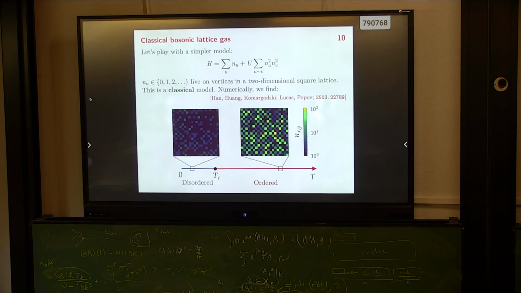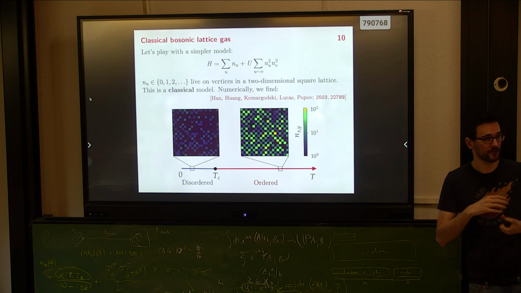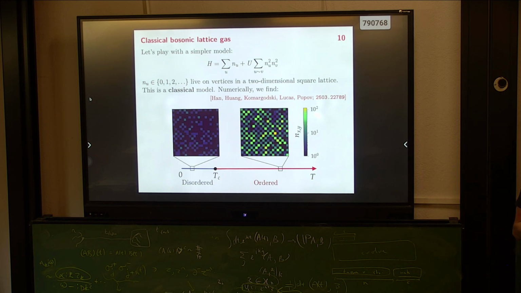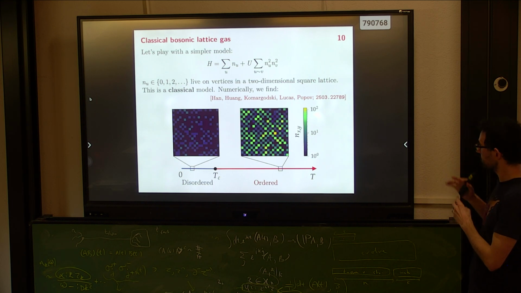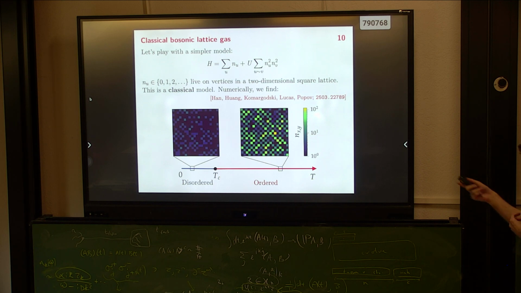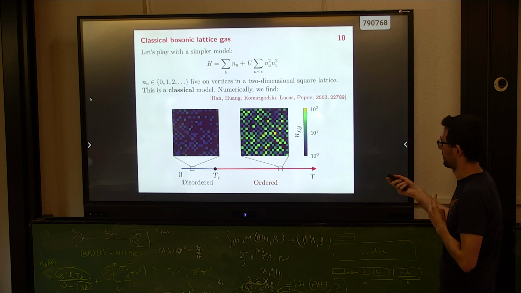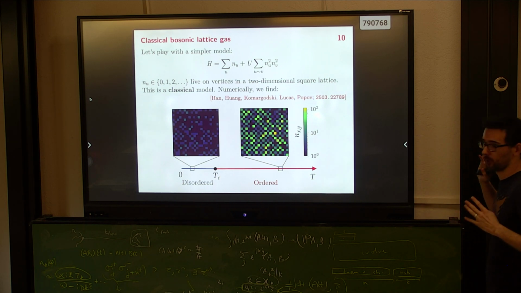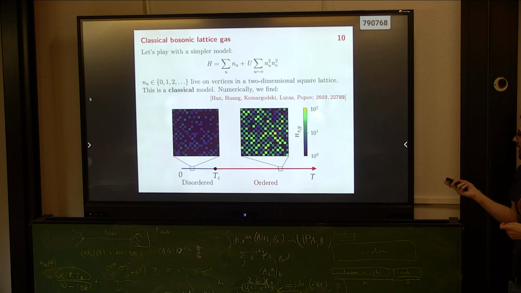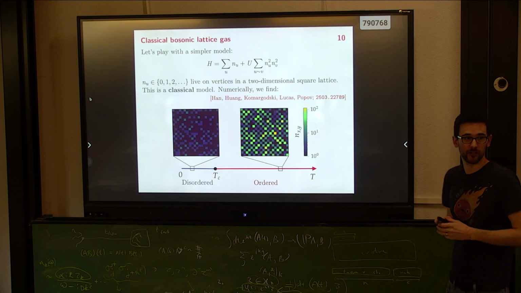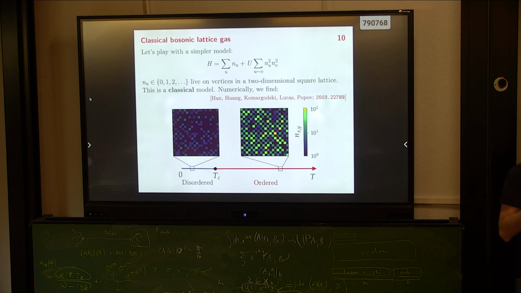And so we came up with this model, and then Yichu did a lot of numerical simulations of this model, doing Markov chains to sample the thermal distribution, and what she finds is this. At low temperature, you see a featureless, disordered system. There are little clusters of particles, but there's nothing interesting. And then at high temperature, you see the formation of a checkerboard, where lots of particles are occupying every other site, more or less, of the checkerboard.